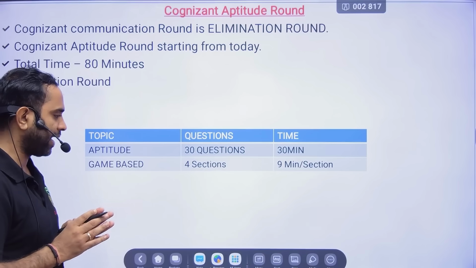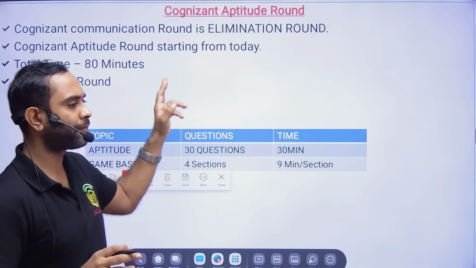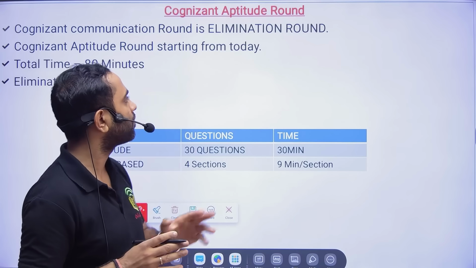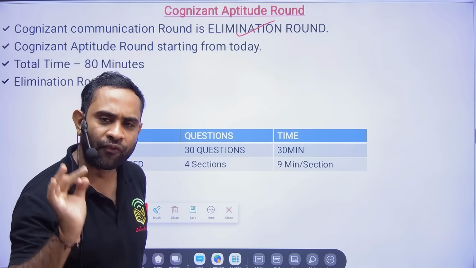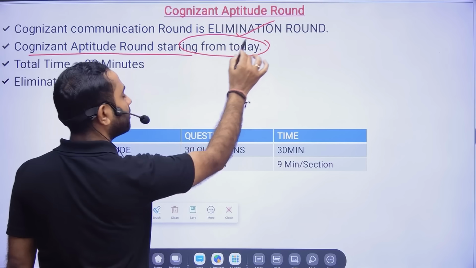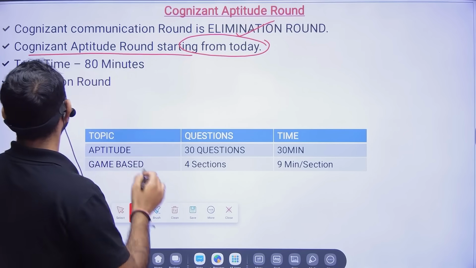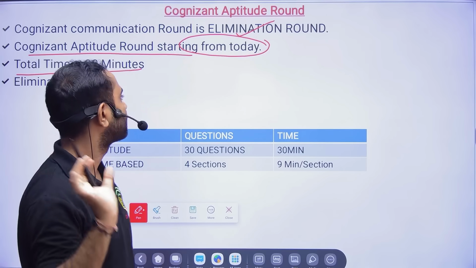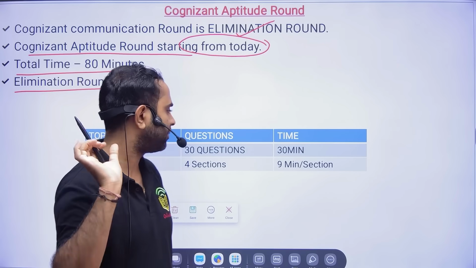Before we move ahead, I just wanted to tell you a few things here, friends. The Cognizant communication round is an elimination round. If you do not qualify in the communication round, you will not be able to write the aptitude and game-based assessment. Actually, every single round is an elimination round. The Cognizant aptitude round is starting from today in many colleges. It is also planned on different dates, like tomorrow and the day after tomorrow. Total time for your aptitude and game-based assessment will be 80 minutes. And the Cognizant aptitude and game-based assessment is also an elimination round.